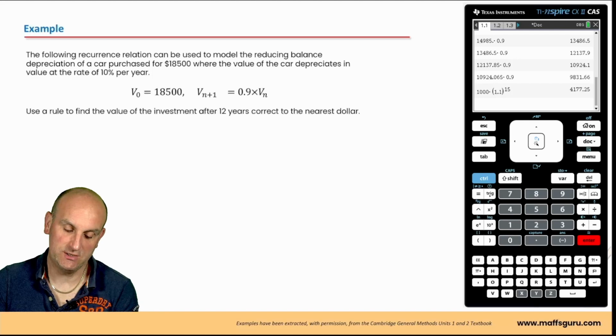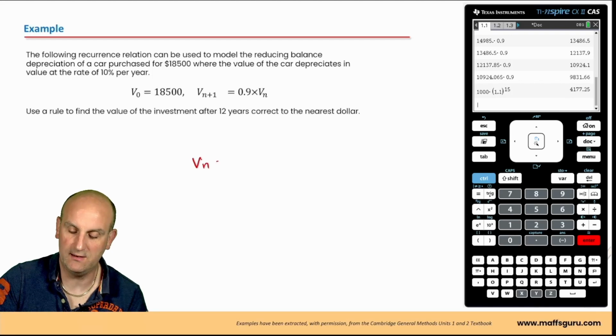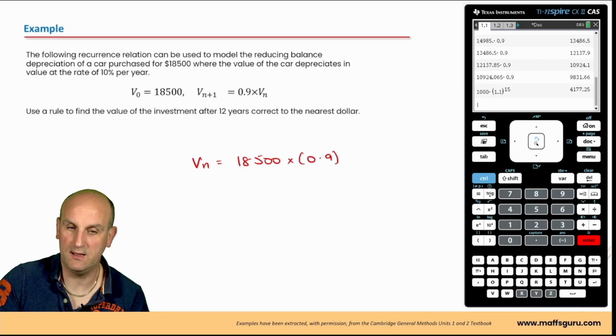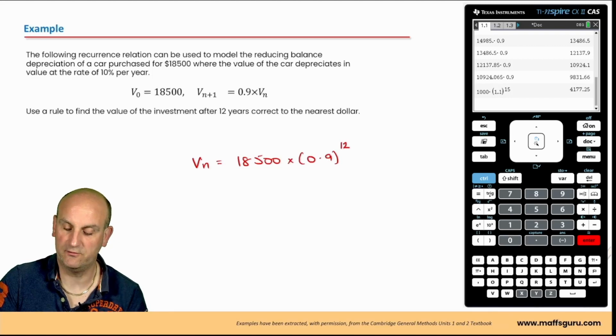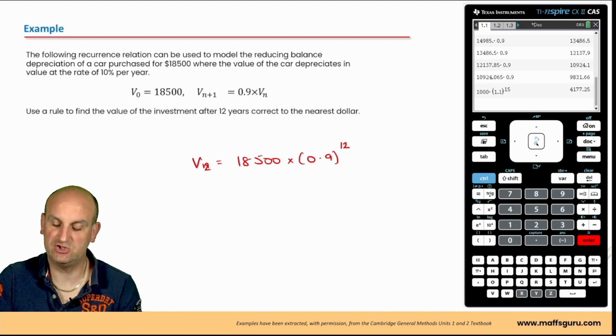What have we got here? Another recurrence relationship. Use a rule to find the value of the investment after 12 years. Well, again, that's a recurrence relationship. My rule, V of n, is going to have V0, 18,500, times my multiplier of 0.9, to the power of 12, because we're looking for V of 12. Now, I've written V of n there, so let's change that to a 12, he says, cheekily.